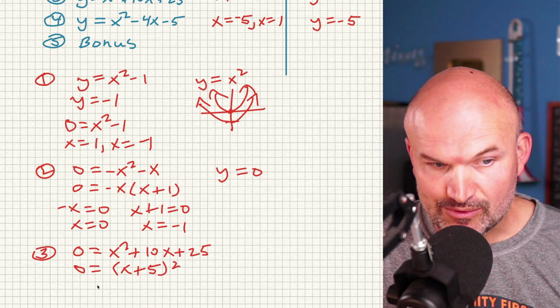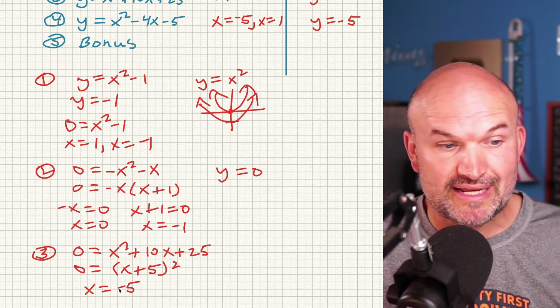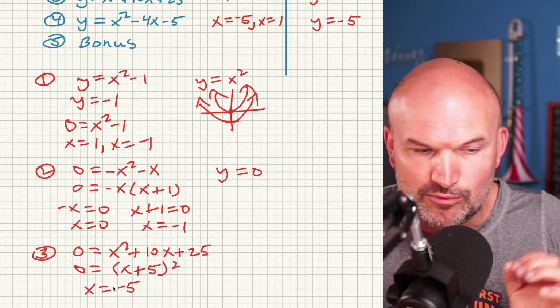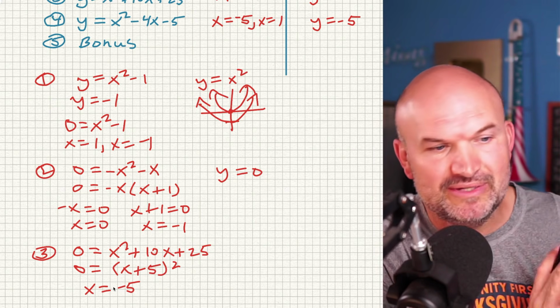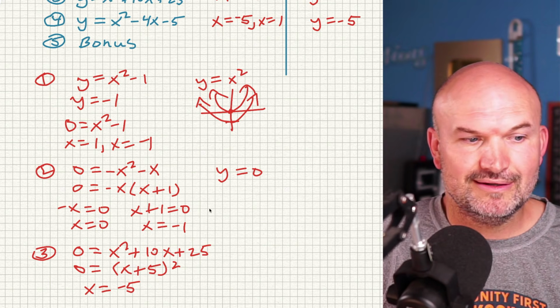So now I can introduce a square root on both sides, and I get x equals -5, which is actually going to be a repeated x-intercept. It only shows up once on the graph, but later on in math, we talk about that a little bit more as multiplicity. Now for number 4, again, we get it.